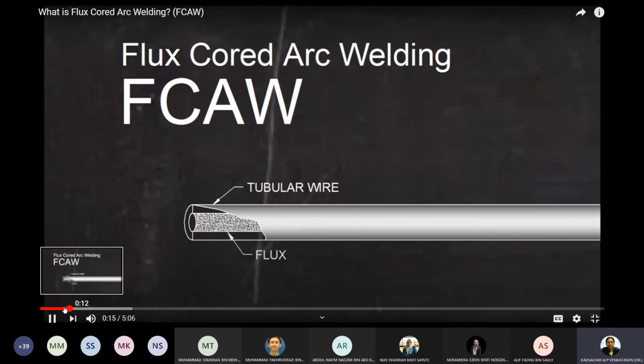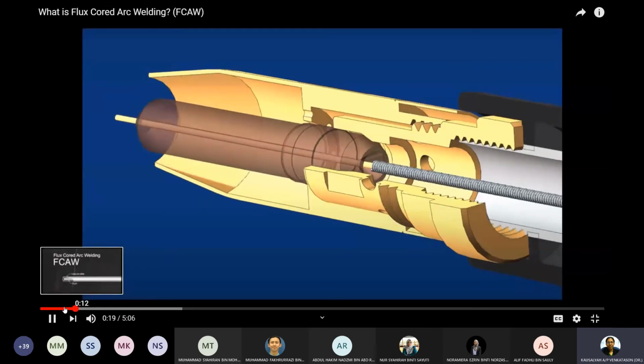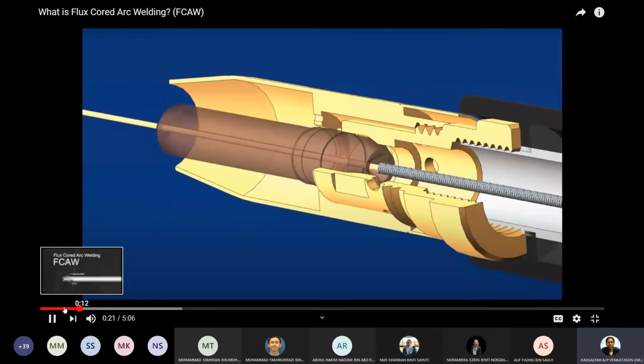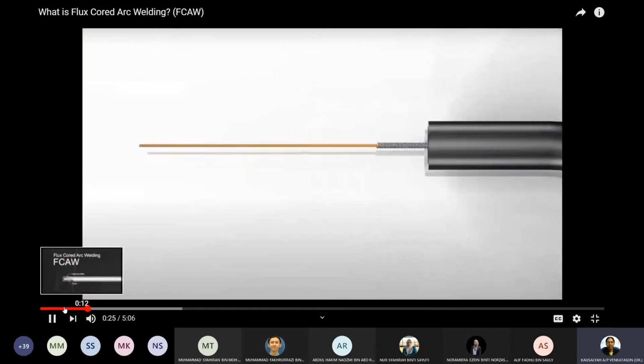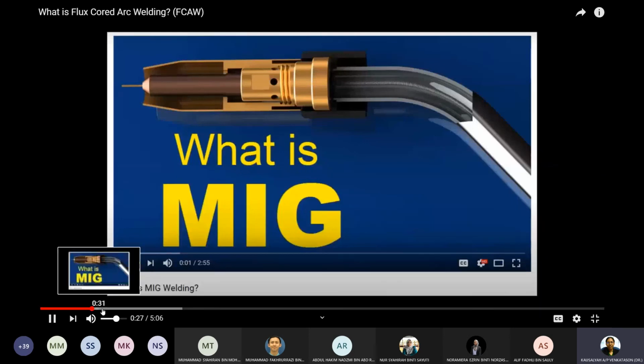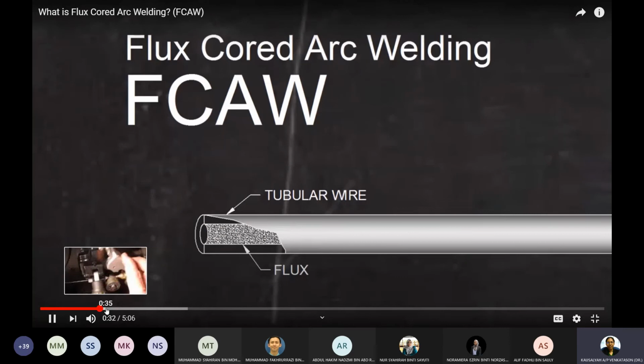All flux core welding is done on equipment that is similar to, and sometimes identical to, the equipment used in MIG or gas metal arc welding. If you're not familiar with MIG welding, you might want to watch our What is MIG Welding video before continuing. But you should understand that flux core welding has some important differences from MIG welding.